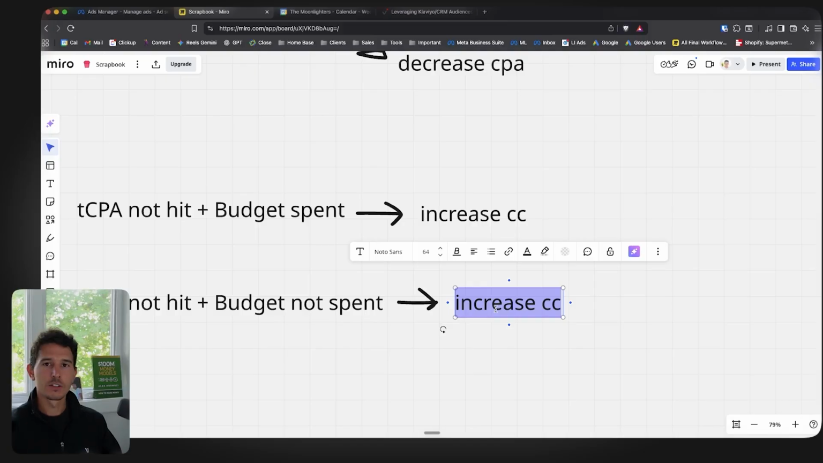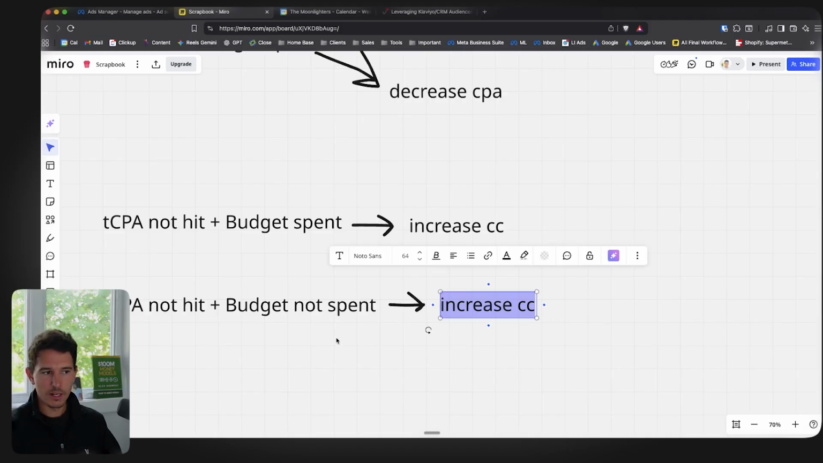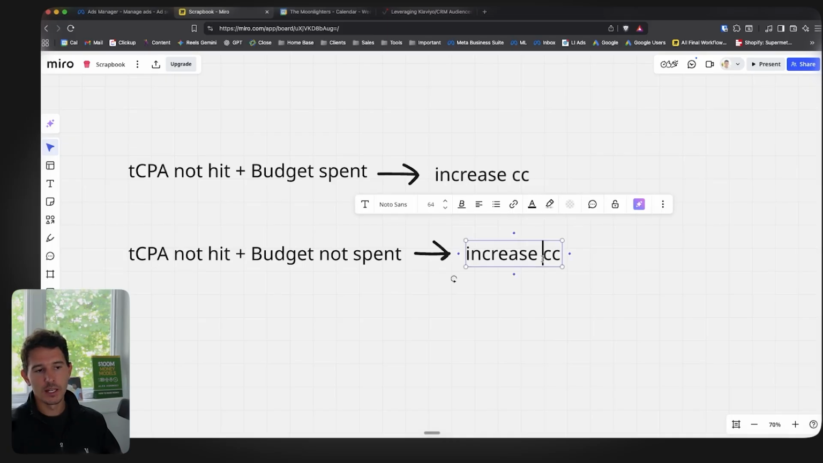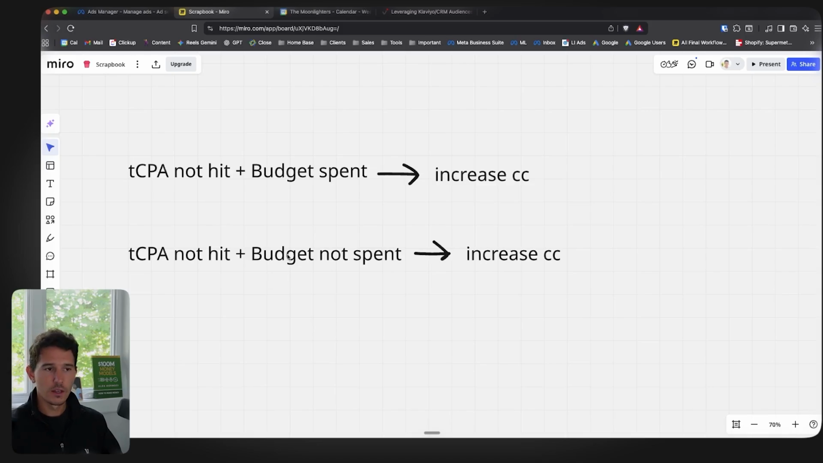I'm recognizing right now that as I'm talking through this, this is advanced and this makes no sense unless you are really an advanced operator here. So just bear that in mind for this video. This is supposed to be advanced. So if your TCPAs are not being hit and your budget's not being spent, then technically you need to increase your cost caps to get budget to spend.